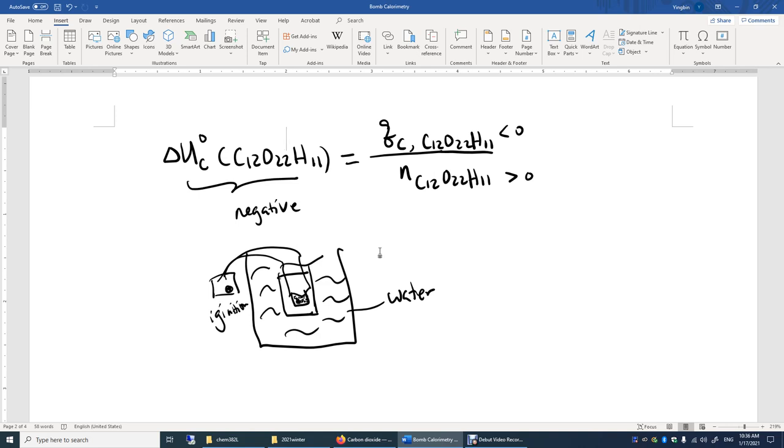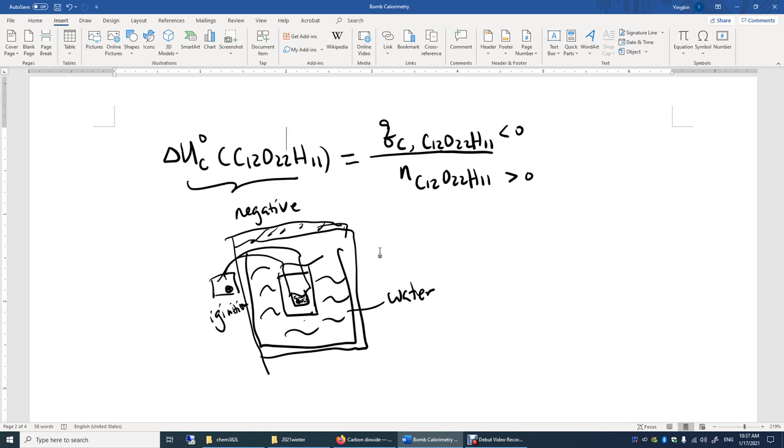However, we should pay close attention to this setup. Okay, this is a bomb. We have water, and water is inside a bucket. Okay, we put the bucket inside the calorimeter. The calorimeter is well insulated from air. But the problem is this. Not only water absorbs heat, the bucket, the bomb itself also absorbs heat.